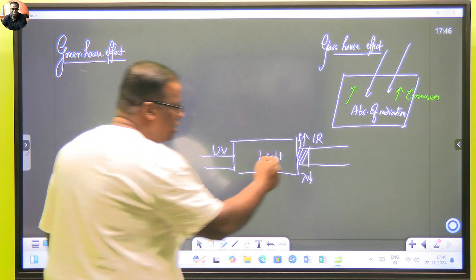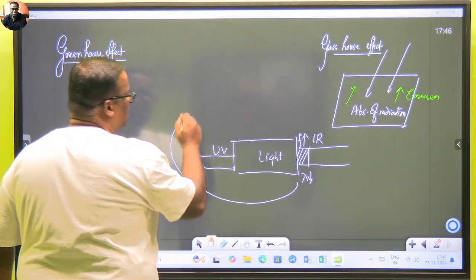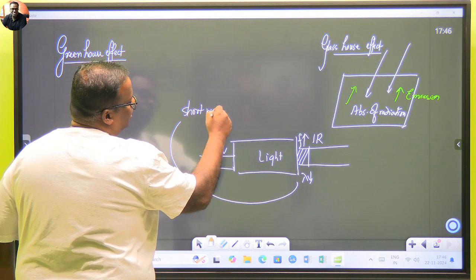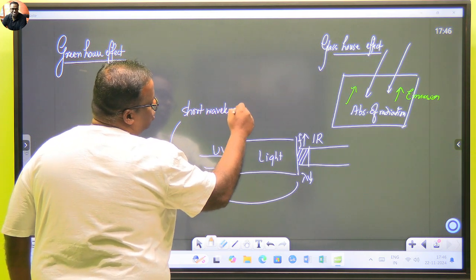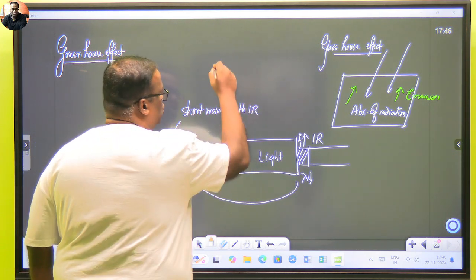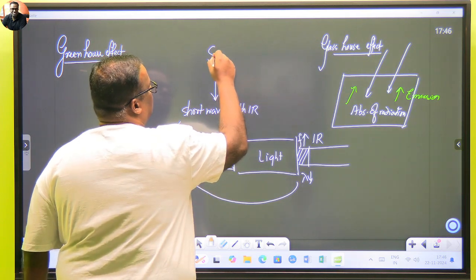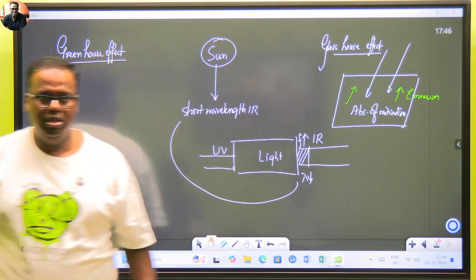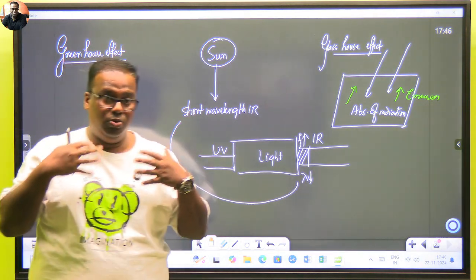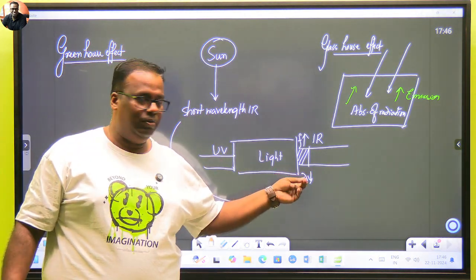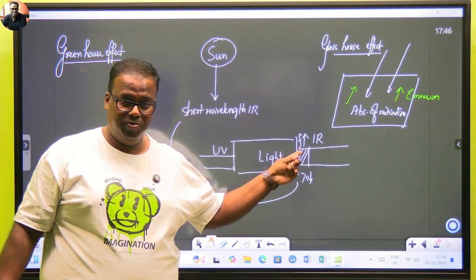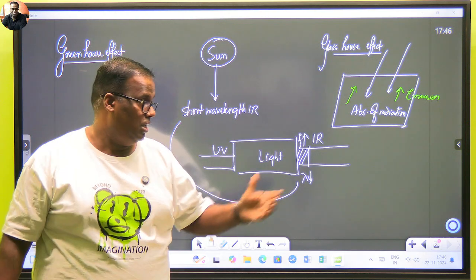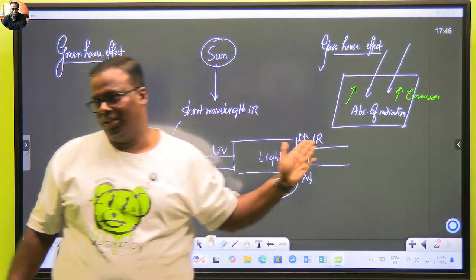Your book does not talk about frequency. Your book will say short wavelength IR. And short wavelength IR comes from very hot objects like the sun. Have you understood? But to understand it properly, if the wavelength is short, then the frequency is high. If the frequency is high, the stamina of this radiation is very much. It passes through the glass and enters inside.